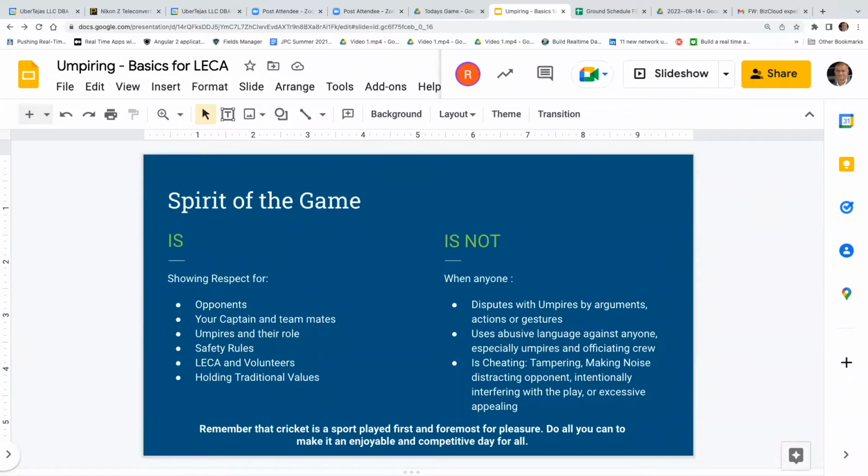Our goal with the spirit of the game is basically to remember that we play for pleasure. We are not playing for money. We are not playing for something. We play for pleasure, and we are trying to make sure the game is enjoyable and it's competitive for all who are coming in or taking the time and playing.